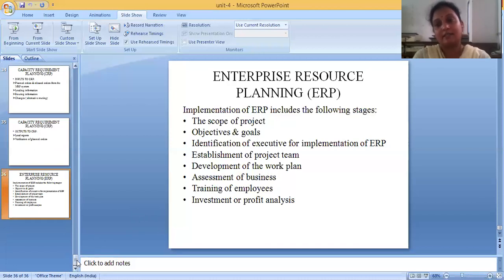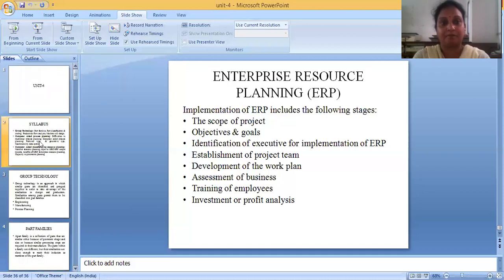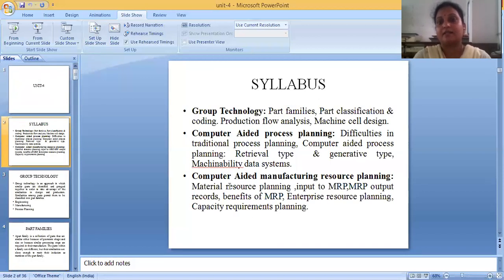Now let us look at the syllabus copy once again. We are discussing computer aided manufacturing resource planning. We have discussed material resource planning, inputs to material resource planning, and outputs of material resource planning. Next, benefits of MRP, manufacturing resource planning. What is enterprise resource planning and what is capacity requirement planning. So with this, we have finished the syllabus of Unit 4.